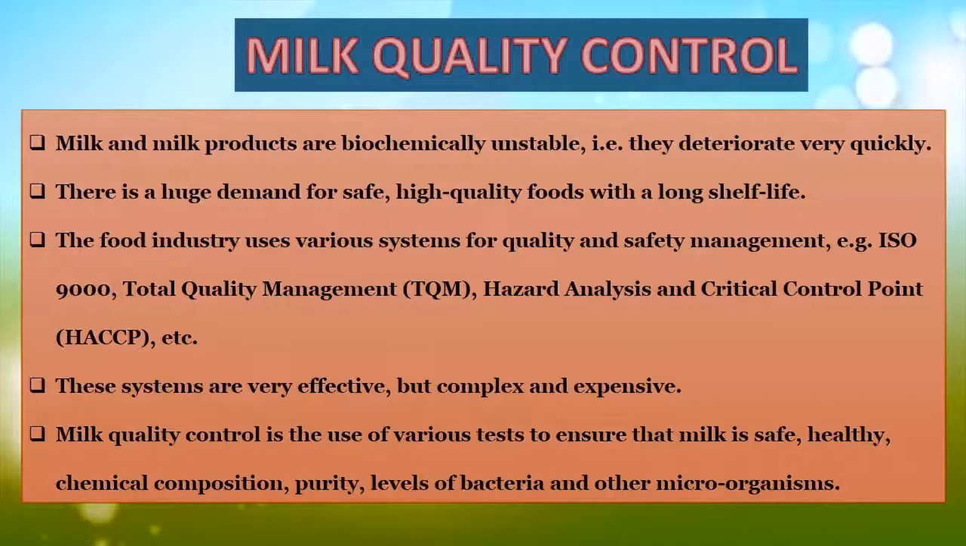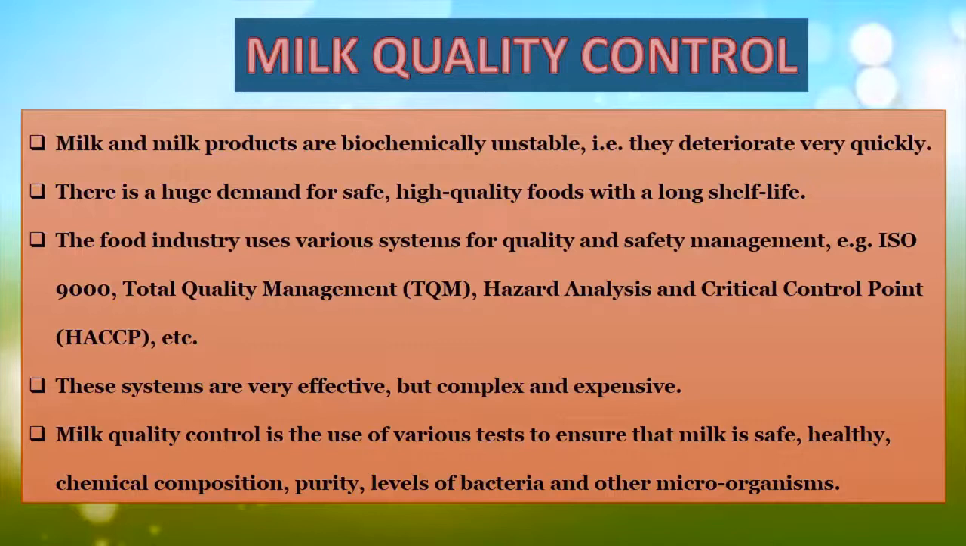The food industry uses various systems for the quality and safety management processes. Example, ISO 9000, Total Quality Management, TQM, Hazard Analysis and Critical Control Point, HACCP. These are all the programs used to check the quality of the milk. And there are some guidelines also provided by these agencies. First, these systems are very effective but complex and expensive.